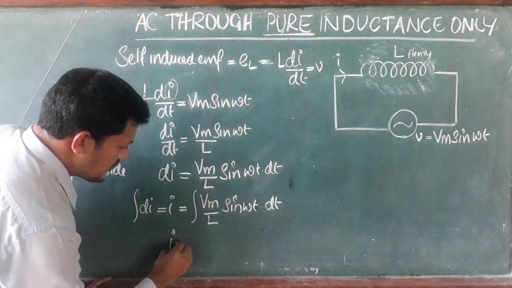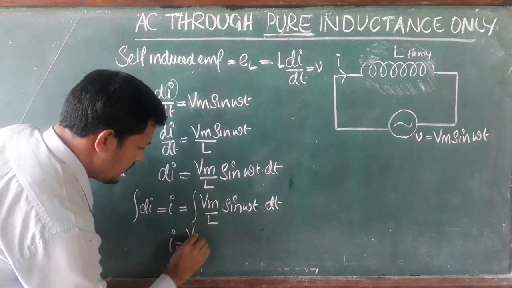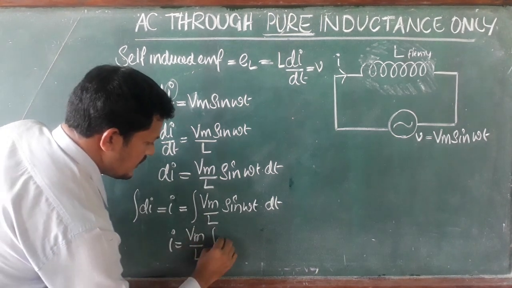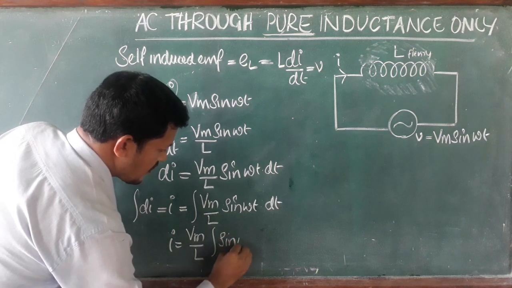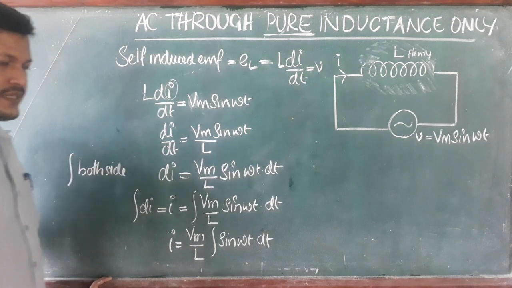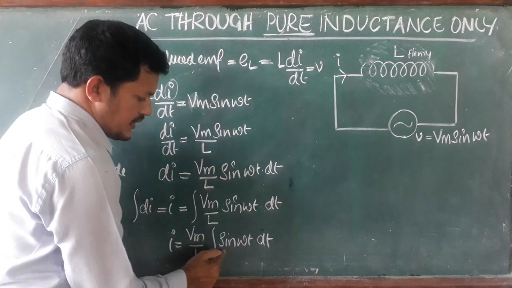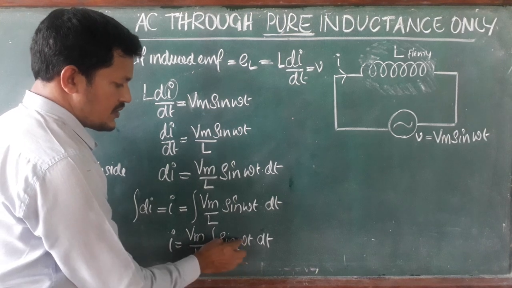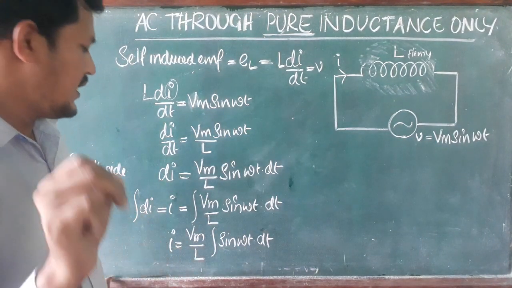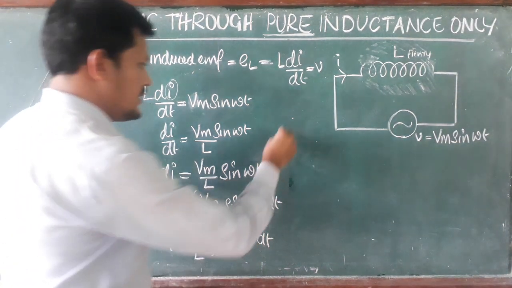So I equals, here Vm by L is a constant, so we can take it outside. Then the integral of sin omega t with respect to t we are going to integrate. Clear? We know that the integration of sin omega t, where omega is a constant, becomes minus cos omega t. So I am writing it here.